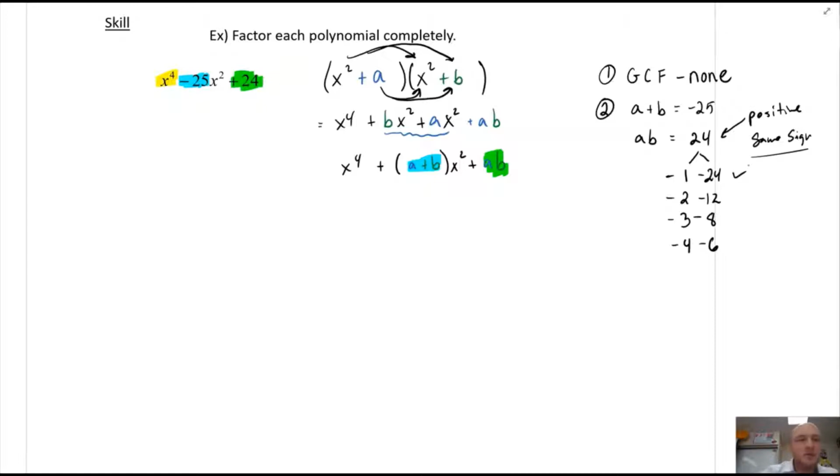Let's rewrite our trinomial. Our trinomial is x to the fourth, and I'm going to rewrite my middle term. You see how it's negative 25?